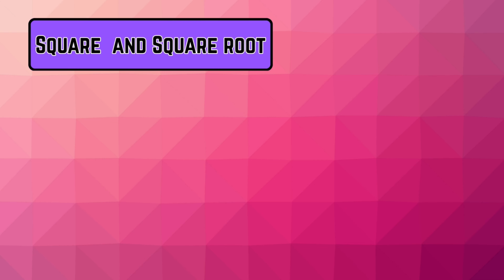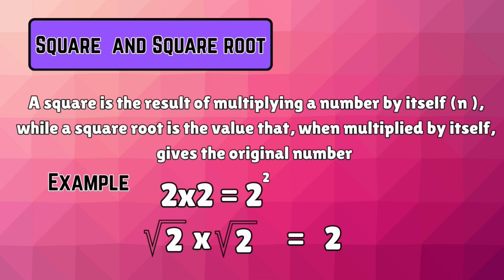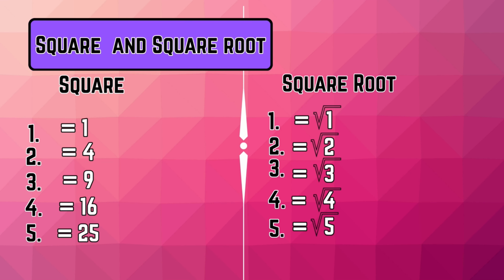Let's welcome square and square root. A square is the result of multiplying a number by itself, while a square root is the value that, when multiplied by itself, gives the original number. That was the definition of both. Example, 2 multiplied by 2 is the square of 2. Here are some squares and their square roots.